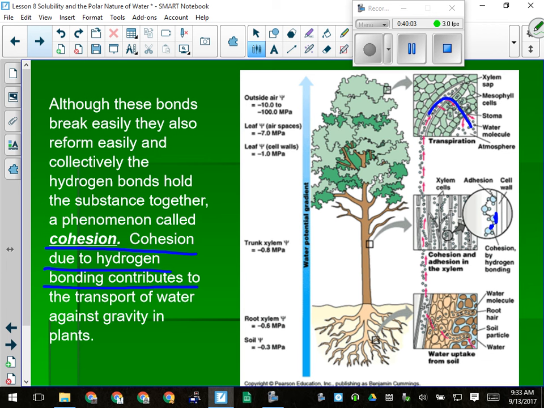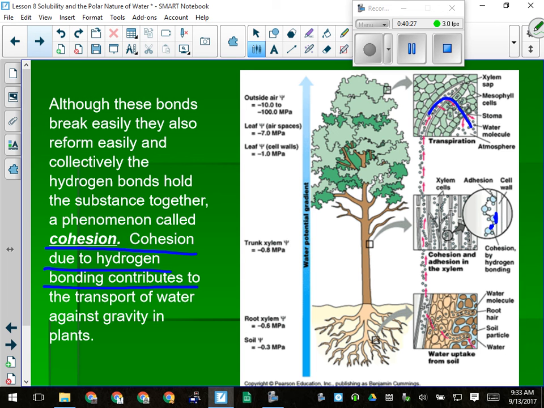Okay, prime example of that is how trees, or basically any vascular plant, transports water from its roots to its leaves. That's a long way for some trees to transport water, and it's against gravity. There's no pump inside a tree just pulling water out of the dirt and squishing it up the tree. It doesn't work that way.